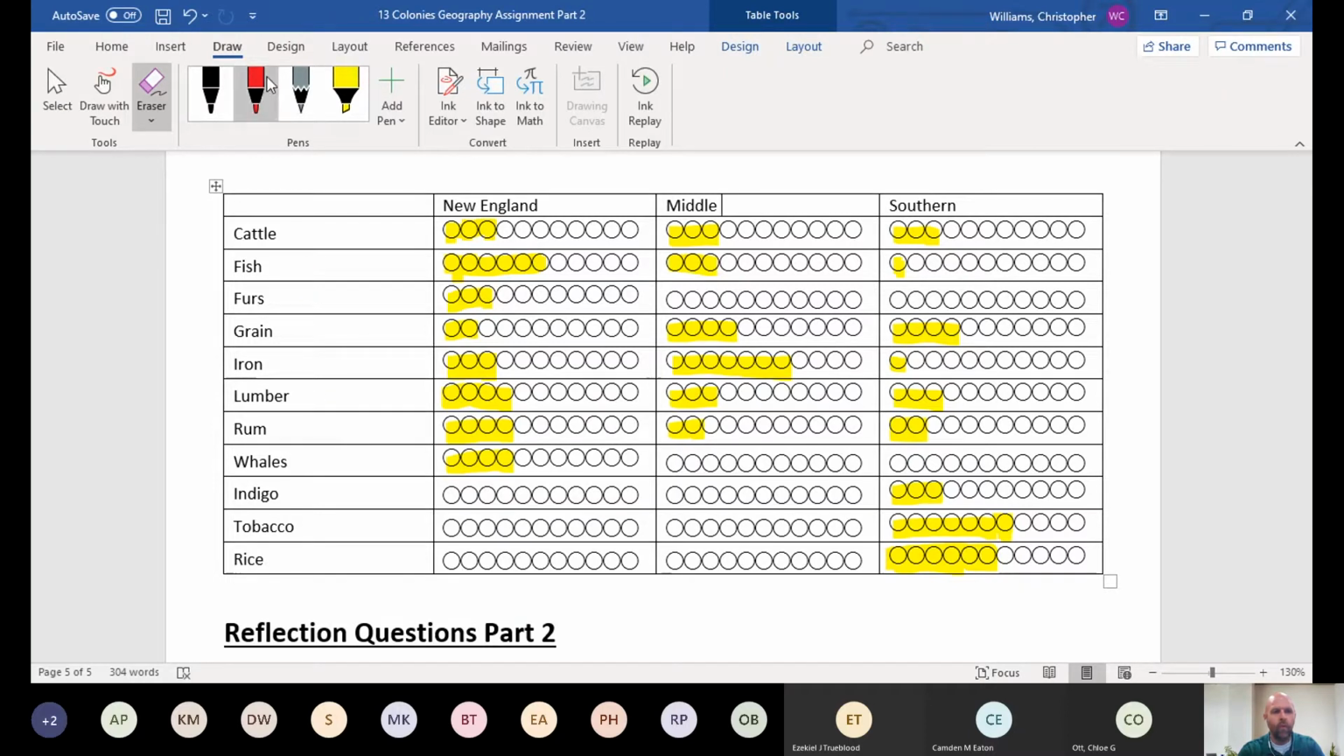Okay. Now let's look at an overview reflection of what these mean. If we look here, we notice one thing that's very obvious. We don't see indigo, tobacco, or rice grown in the middle or New England colonies. So what is one observation that we can make about growing indigo, tobacco, and rice, besides just saying it's grown in the southern colonies? What does that tell us about those crops?